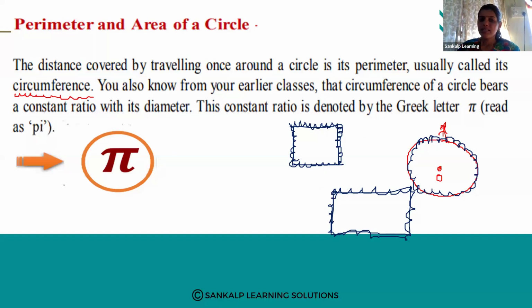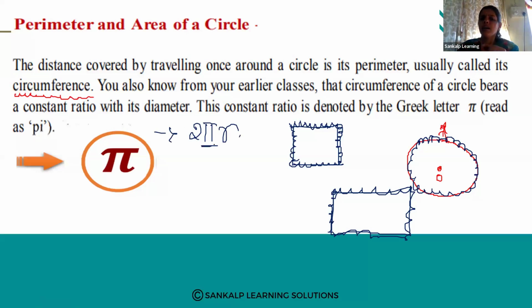Now see, you also know from your earlier classes that the circumference of a circle bears a constant ratio with its diameter. This constant ratio is denoted by the Greek letter pi. In order to get the perimeter, we can use the formula 2 pi r, right? So for the perimeter, what do we use? Formula 2 pi r. So this pi is a Greek letter.